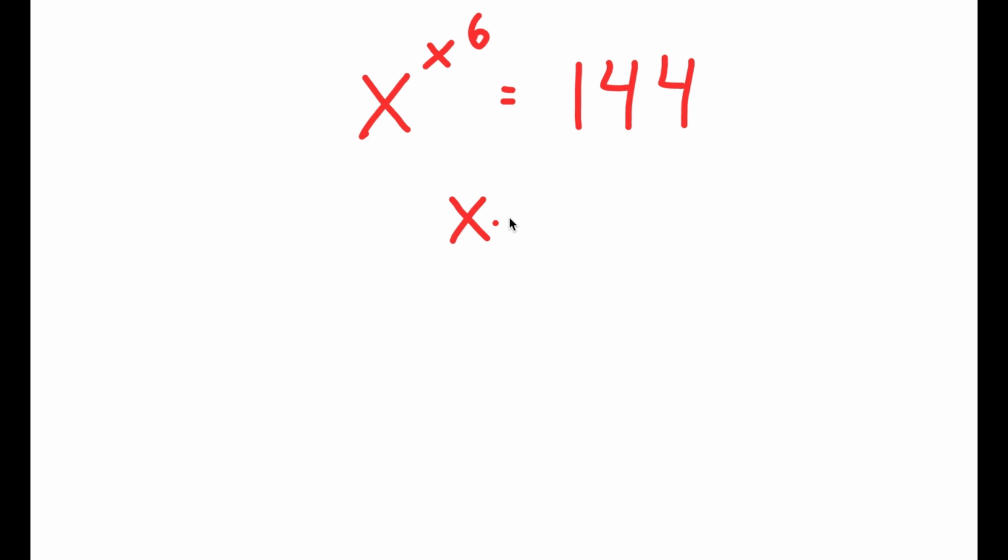Alright, so in this video, I'm going to be solving the equation x to the power of x to the power of 6 is equal to 144. So my only variable in this equation is x, but I have it twice, but we're still solving for only one variable. And now for my actual solution.